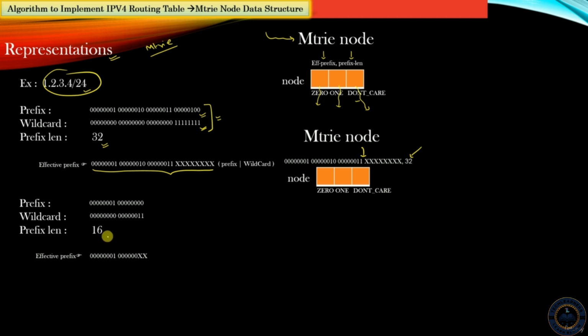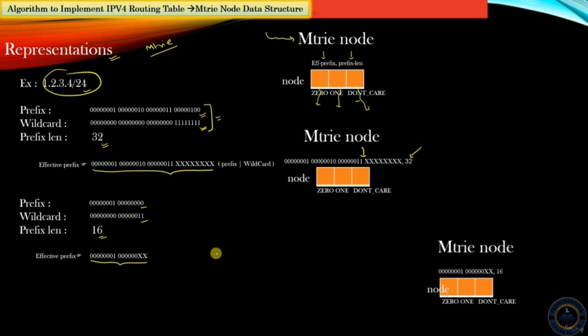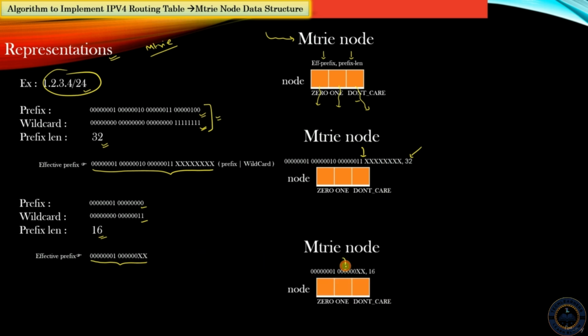Similarly, if I have a 16-bit prefix and a 16-bit wildcard, then the effective prefix would be this one. And the mtry node that will store this information would have a 16-bit effective prefix, and this is the prefix len. All right. Now note that each mtry node may store a part of the route or the entire route altogether. There is no restriction.